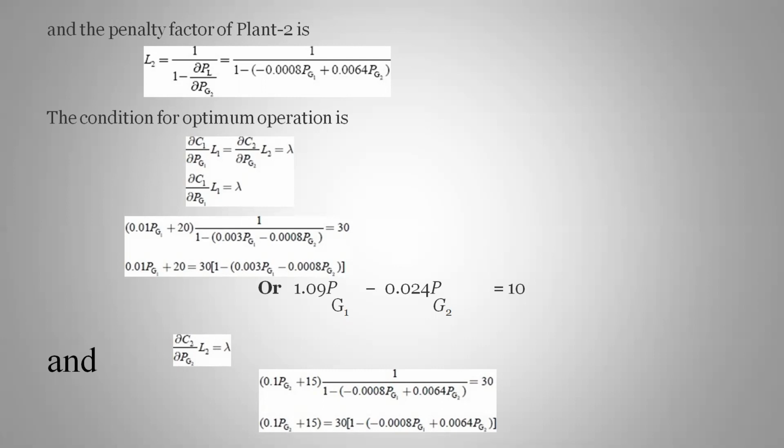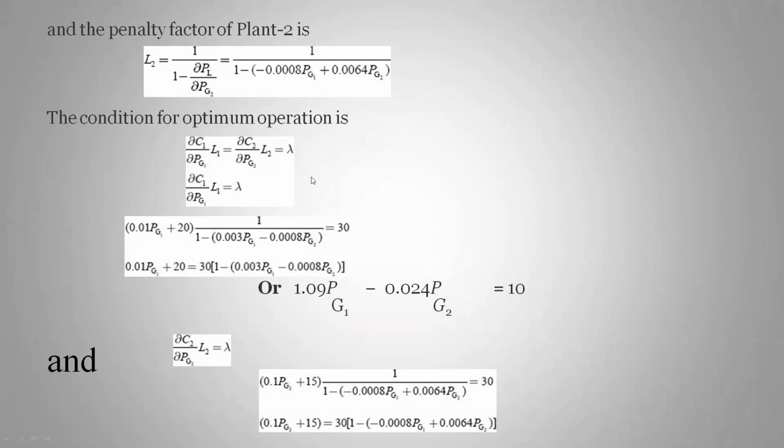So dou C1 by dou Pg1 into L1 is equal to dou C2 by dou Pg2 into L2 is equal to lambda. First, this one is taking from equal to, so dou C1 by dou Pg1 into this L1. The penalty factor of plant 1 we already discussed: 1 by 1 minus, is equal to 30. So this denominator is going to the right side. So what is the value? 1.09 Pg1 minus 0.024 Pg2 equal to 10.